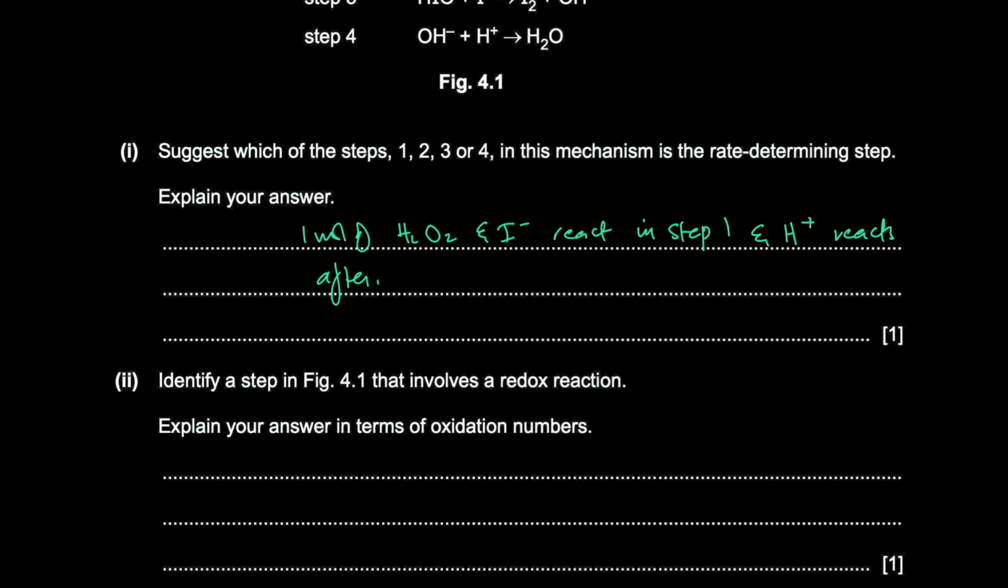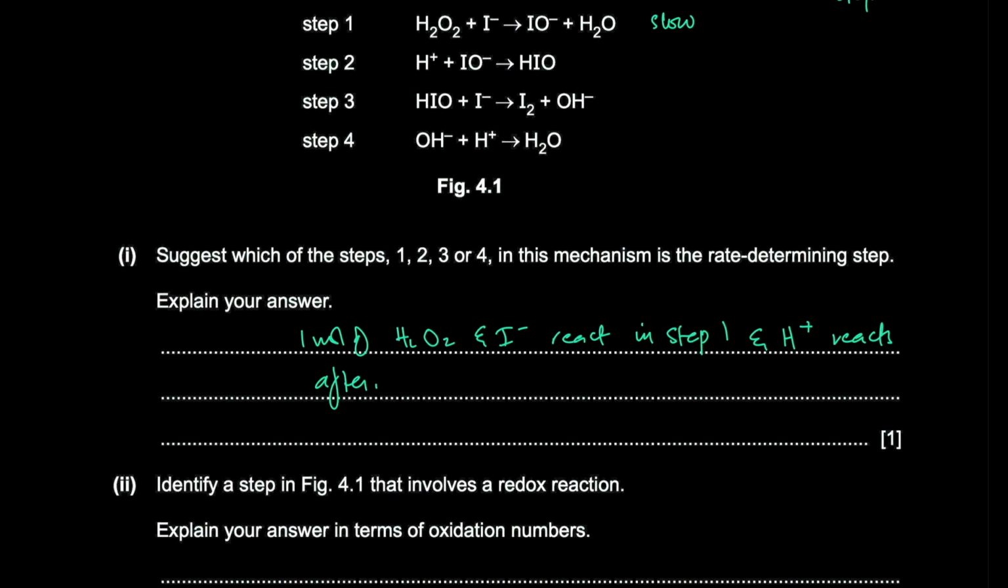Identify a step in figure 4.1 that involves a redox reaction. Explain your answer in terms of oxidation numbers. Over here, step 3 is a redox reaction. A very easy way to identify a redox reaction is when something is converted from a non-elemental form to its elemental form, where iodine is going from its non-elemental form, the iodide ion, or in this case, the iodate, to iodine in its elemental form.